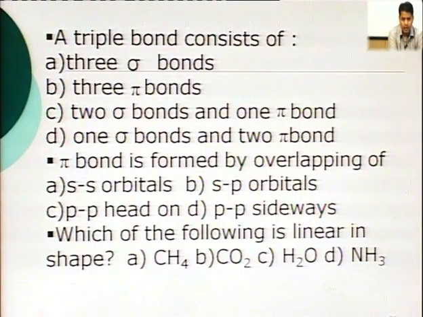Which of the following is linear in shape? Linear shape is found in sp hybridization. First, A is sp3 hybridization, which has a tetrahedral shape. Carbon dioxide has a linear shape. Water has a bent shape with sp3 hybridization, and ammonia is also sp3 hybridization with a pyramidal shape. So, the best option is B, carbon dioxide.